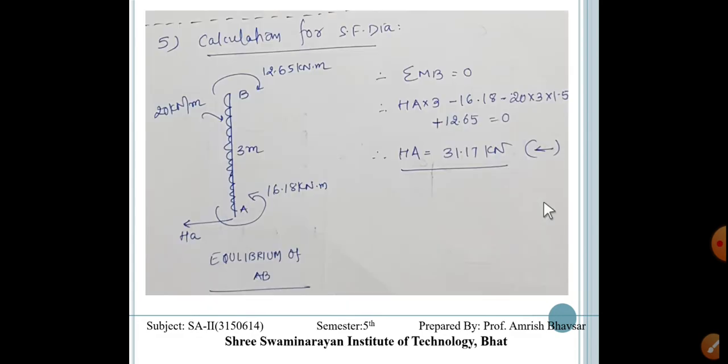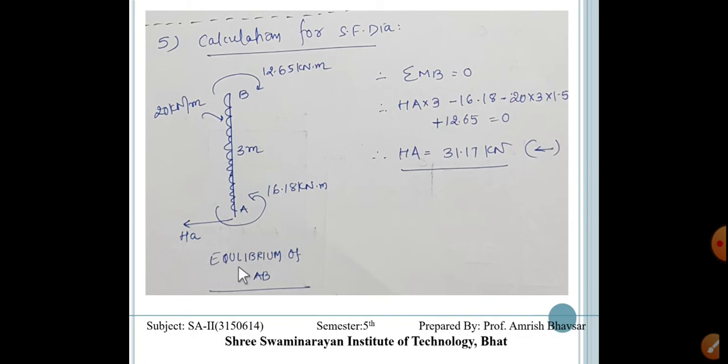Now, the next step is the calculation for the shear force diagram, and we know that for the shear force diagram we must find out the reactions. But in the case of a frame we have to first balance this column, and for that we are finding out the reaction, right? Equilibrium of the column must be considered by us.